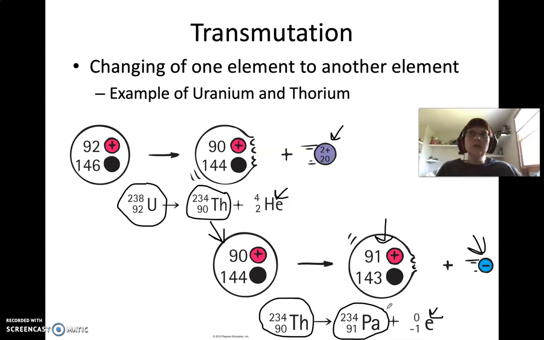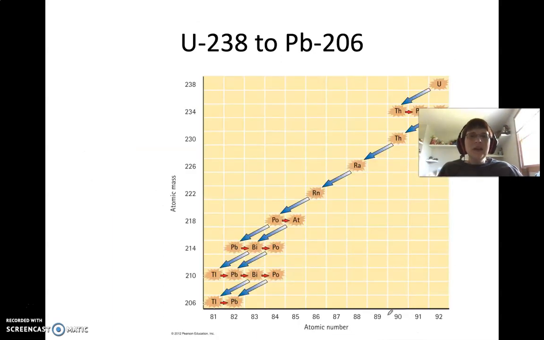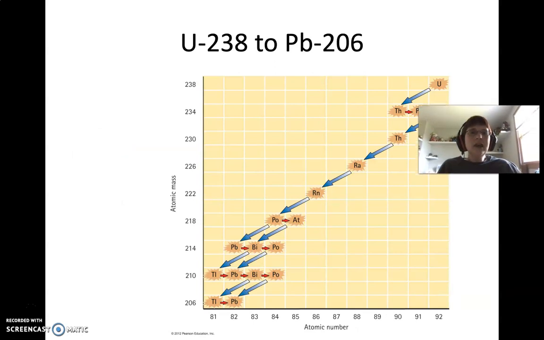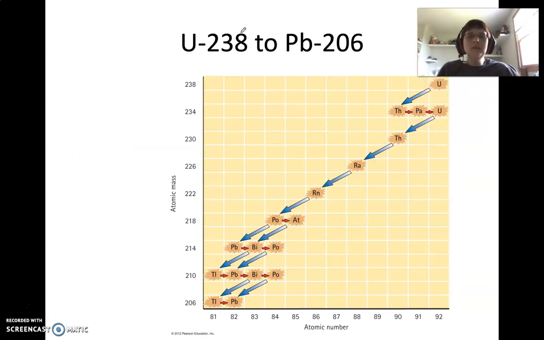Wait, is it palladium? Sorry, I can never remember this next one because they start to jump around, because they can lose protons, but they can also gain protons if they don't eject alpha particles. They only eject beta particles. And I'm sorry, I don't have my periodic table right in front of me to make sure that that's what I think it is. So here you see the entire breakdown of uranium-238.